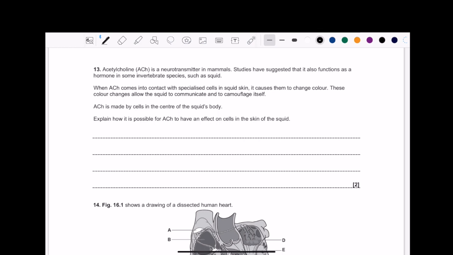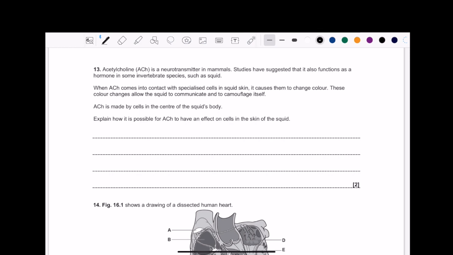Acetylcholine is a neurotransmitter, okay? By knowing that, you've solved it. You know what to write. So, it's going to travel, right? If you want to get a neurotransmitter or hormone or something like that from one place to another, it needs to travel. These are the questions you need to ask yourself when you're in the exam. How does it travel? Well, it travels in the blood. That's 1 mark.